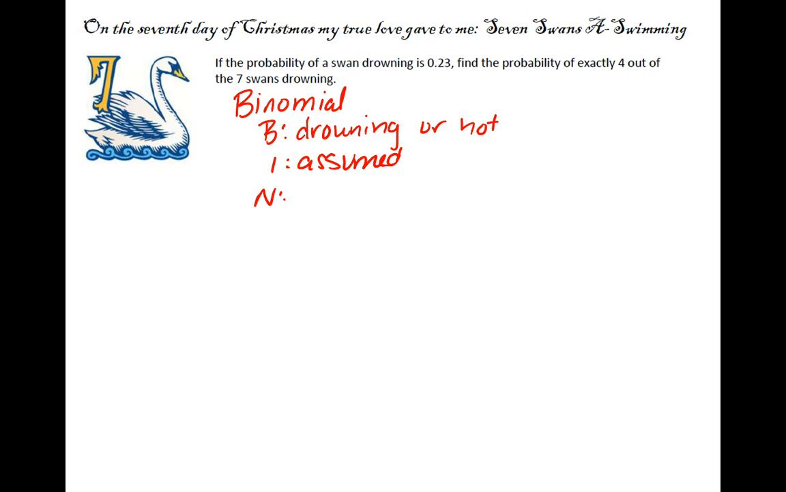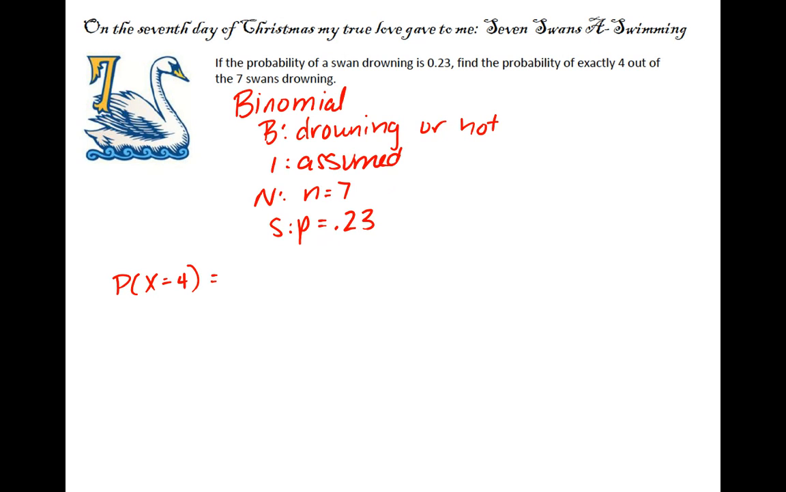For the 7th day of Christmas, this time you're looking for exactly 4 out of 7, so that means that this is binomial. And we know that it's binomial because it's binary: either it drowns or does not. We can assume independence. We have a fixed number of trials, n is equal to 7 here, and a fixed probability of success at 0.23. So to find the probability of exactly 4, if we were using the formula, we'd have the binomial coefficient.